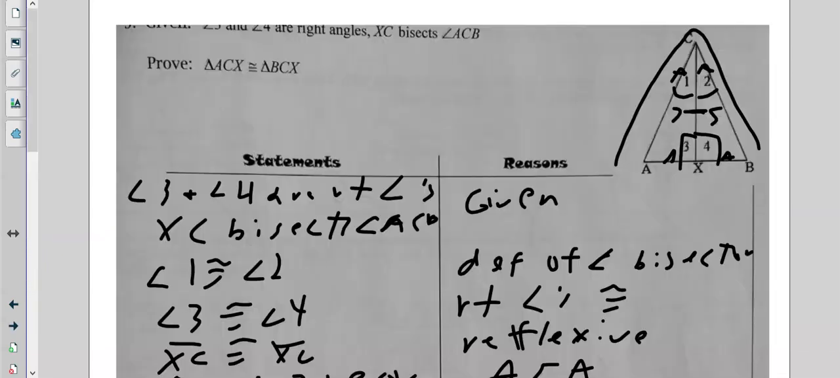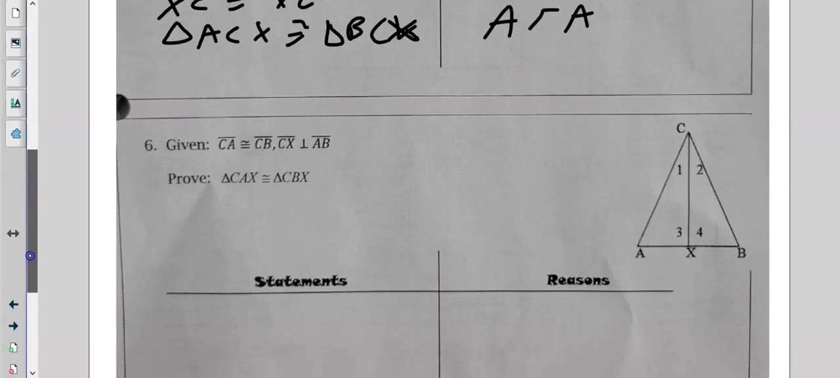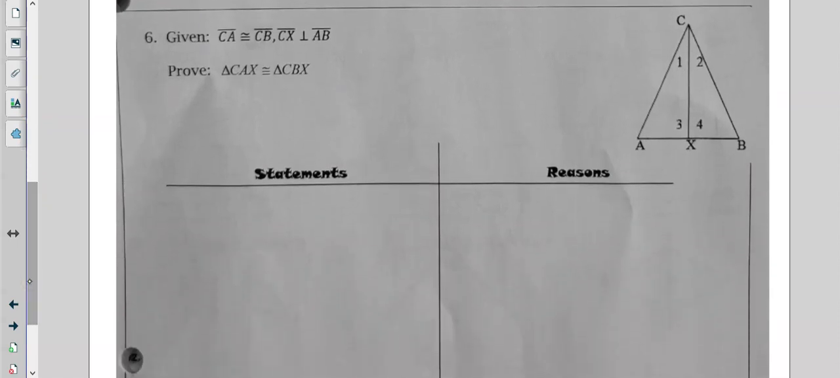I believe last but not least. Yes, last but not least. Here we go. Number 6. We know that CA is equal to CB. So CA is congruent to CB.